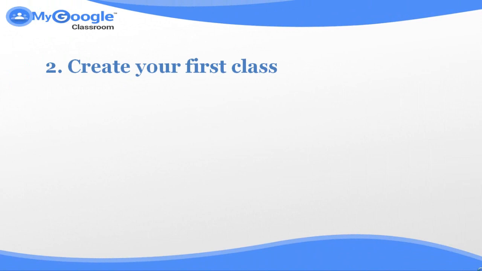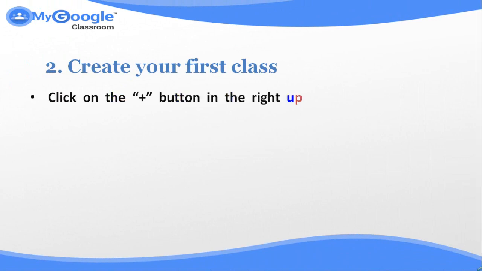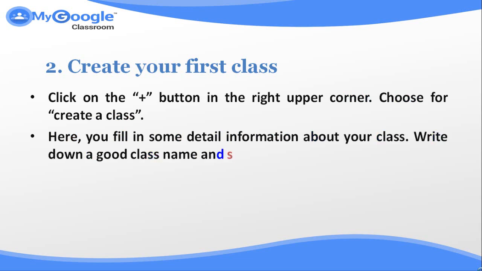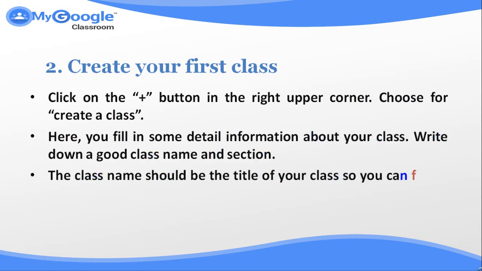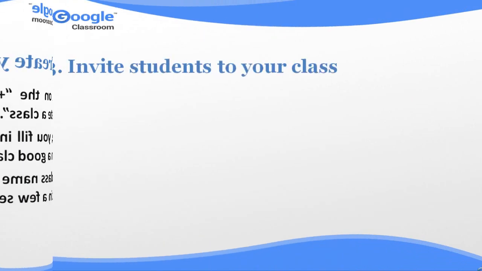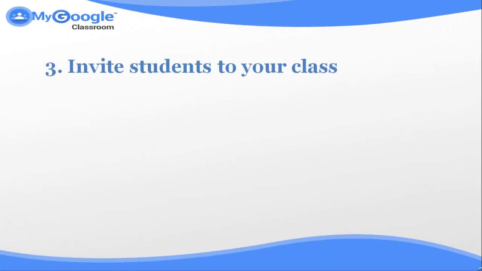Number 2, create your first class. Click on the plus button in the upper right corner. Choose Create a Class. Here you fill in some detailed information about your class. Write down a good class name and section. The class name should be the title of your class, so you can find it back in a few seconds. Then click on Create.